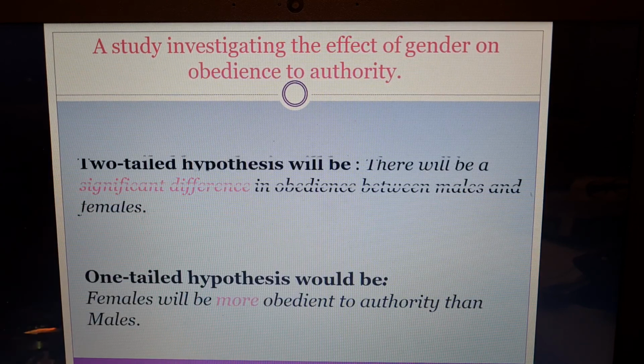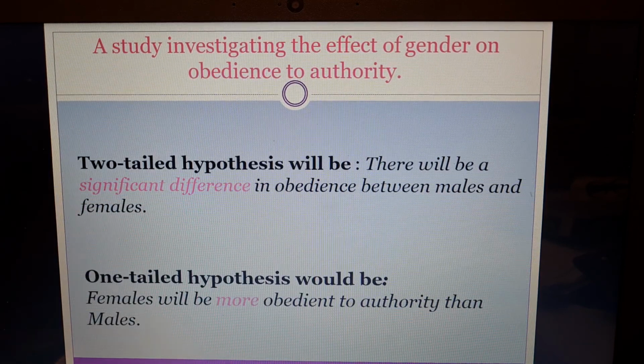Example, a study investigating the effect of gender on obedience to authority. So in a two-tailed hypothesis, we will state there will be a significant difference in obedience between males and females. Note that word difference is in there, which kind of gives us a bit of a hint that it could be two-tailed. And a one-tailed would be a clear direction. So females would be more obedient to authority than males.